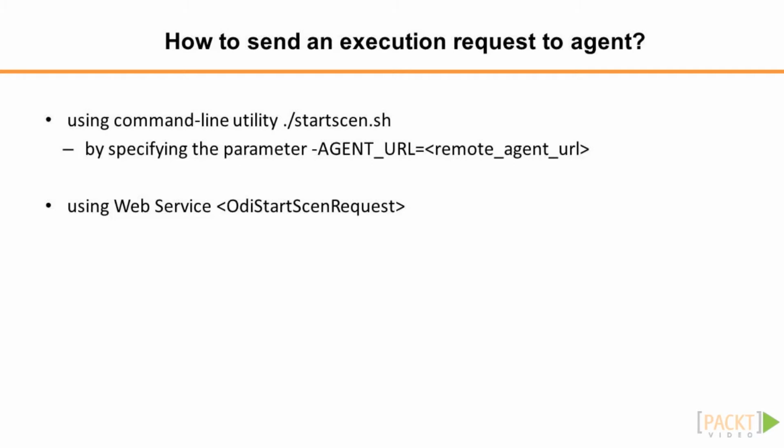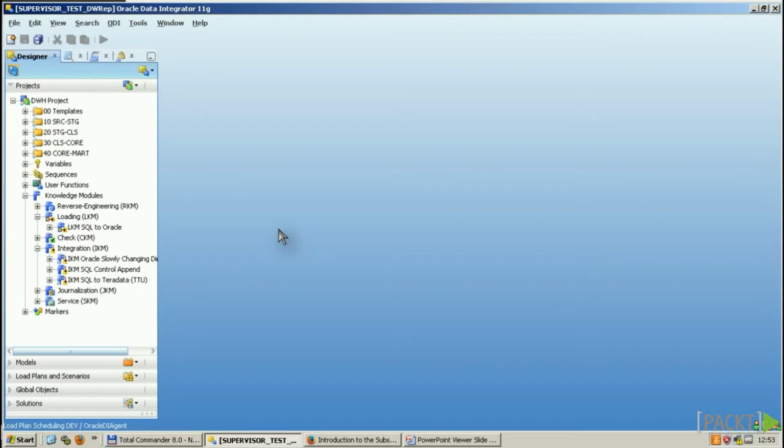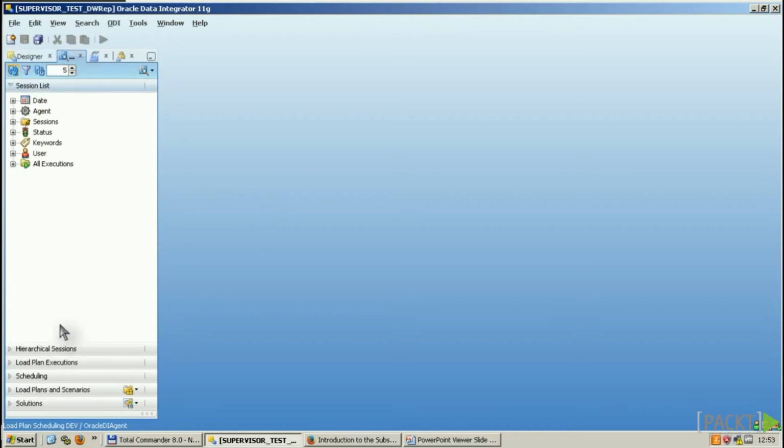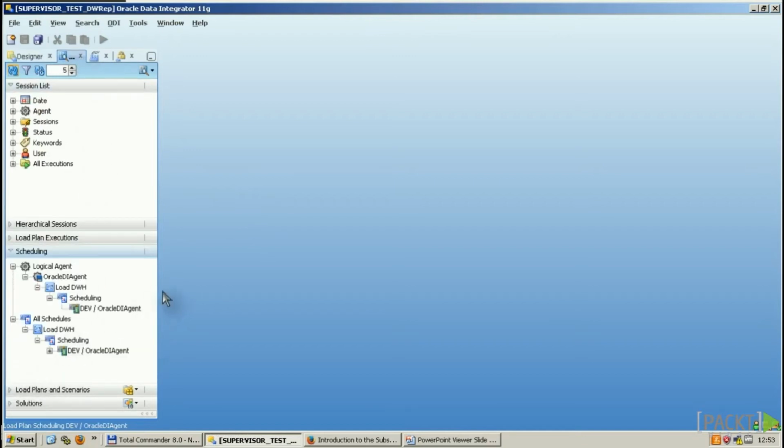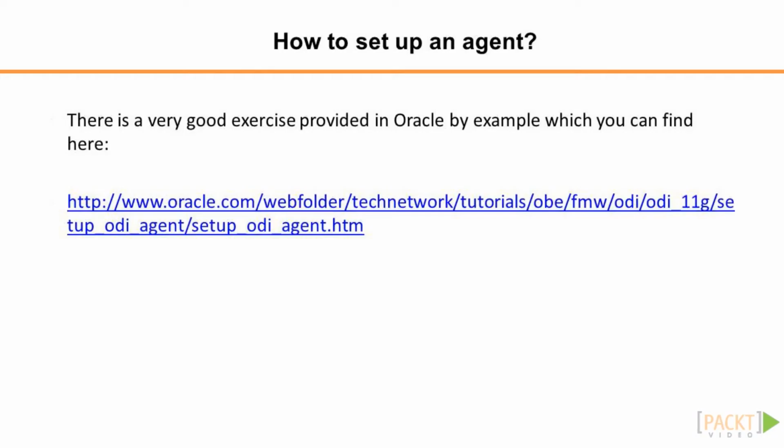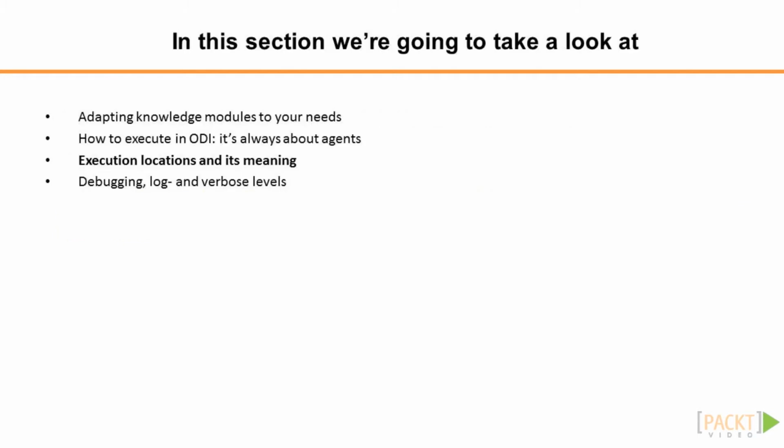I show you in ODI Studio, you go to the second tab, which is the Operator tab. There's a scheduling, and there you have your agents where you can see the schedules and you can also update the schedules. If you're interested in knowing exactly how to set up an agent on a server where Java is running, please consider doing this exercise here from Oracle by Example. Now that you know everything about executing, you'll get familiar with another feature, the execution locations.